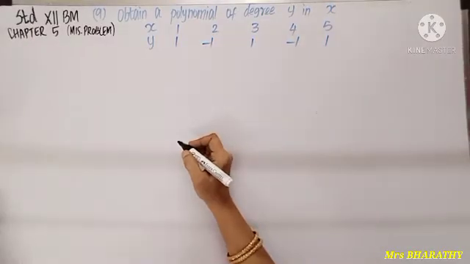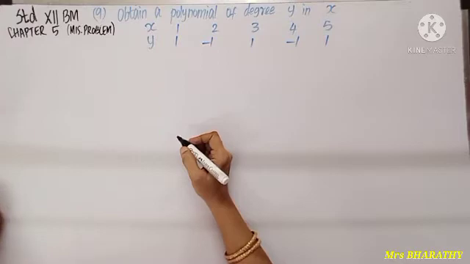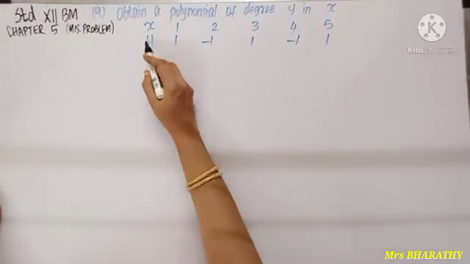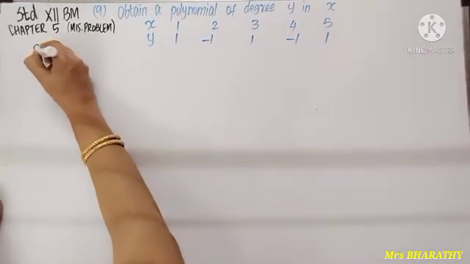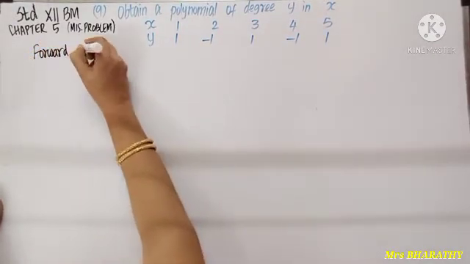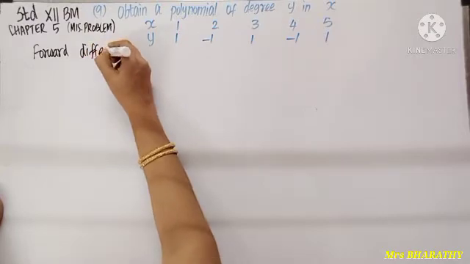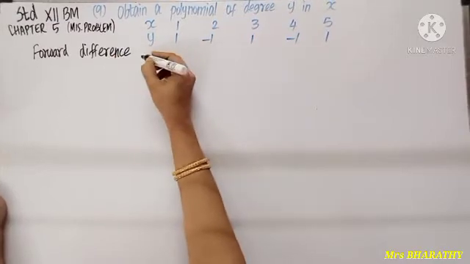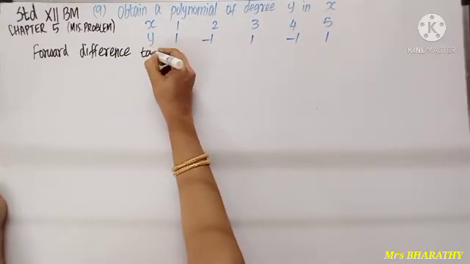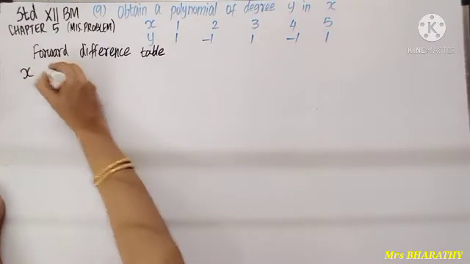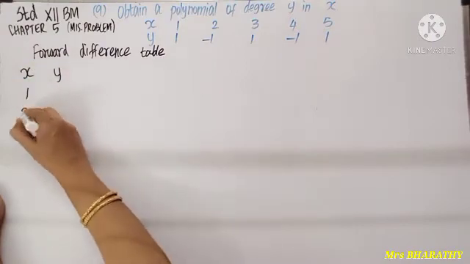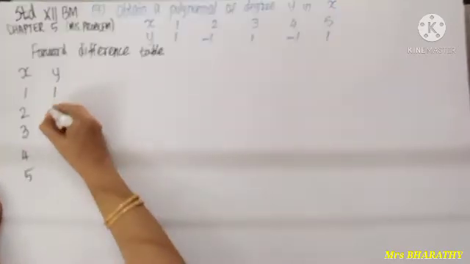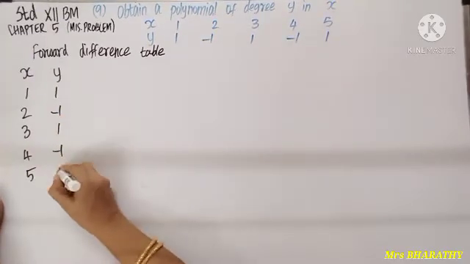Question number 9. Obtain a polynomial of degree 4 in x. Given a table with x and y values, let us create the forward difference table so that we can use the Newton-Gregory interpolation formula to create the polynomial. For the forward difference table, copy x values 1, 2, 3, 4, 5 and y values 1, minus 1, 1, minus 1, 1.